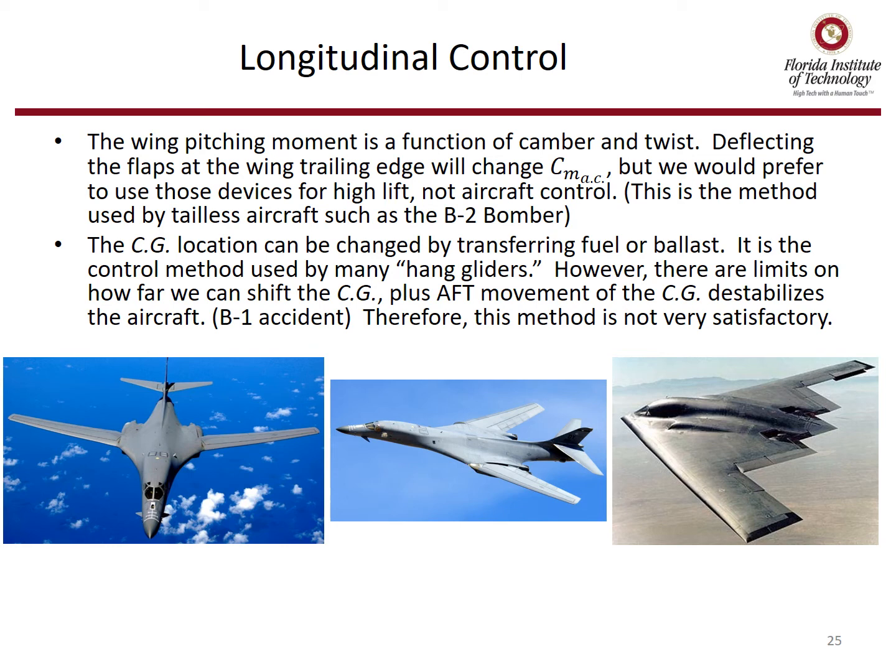The second method we talked about was moving the CG. And we can do that. We can transfer fuel or ballast in flight in real time, but that's not very practical unless you're a hang glider. If you're a hang glider, you can move your body weight, and that moves the CG and gives you a different coefficient of lift. But for a real aircraft, there are limits, and if we move the CG too far aft, we become unstable. In the case of the B-1, that caused an accident early in its development program when the wings were swept from the forward configuration to the rear configuration. The CG moved too far aft, and they weren't able to move the fuel in time to balance it, and they had to eject.